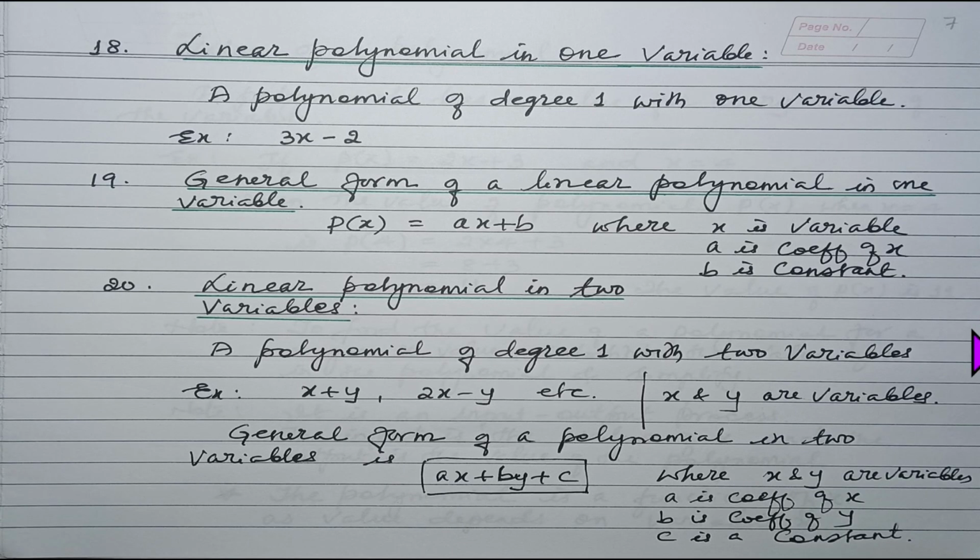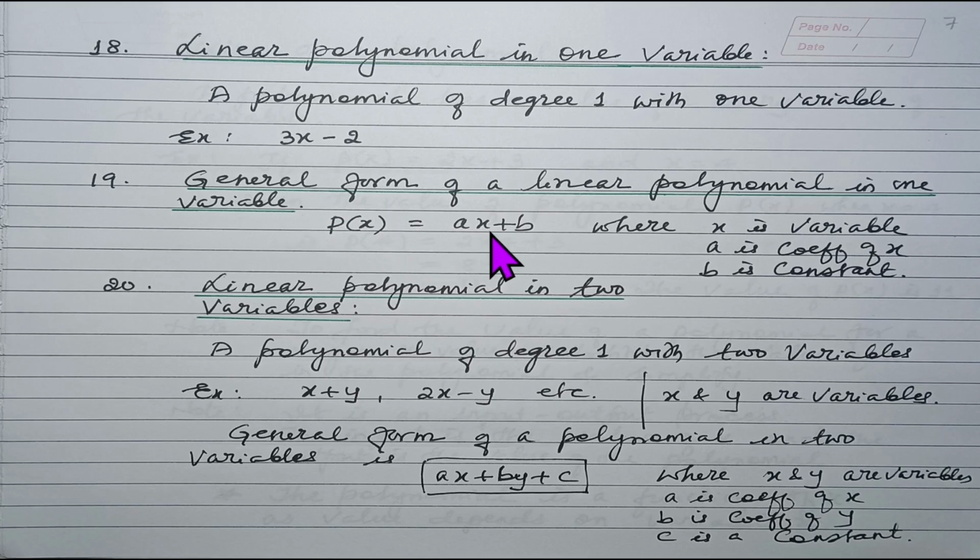Now coming to the next term, linear polynomial in one variable. That means a polynomial of degree 1 with one variable is called a linear polynomial in one variable. For example, if you take this example 3x minus 2, it's a polynomial, it's a first degree polynomial, and it has only one variable, therefore it's a linear polynomial in one variable. Please remember that.